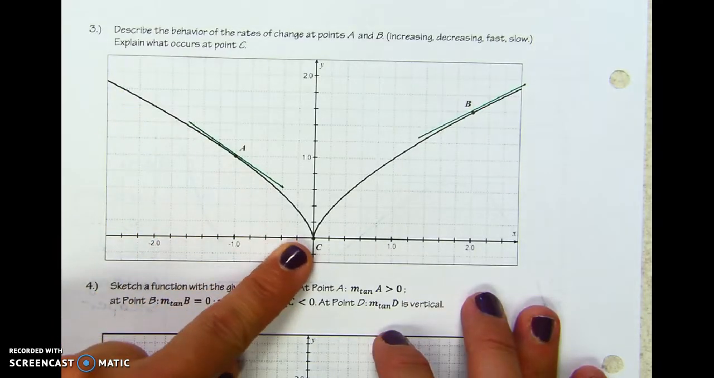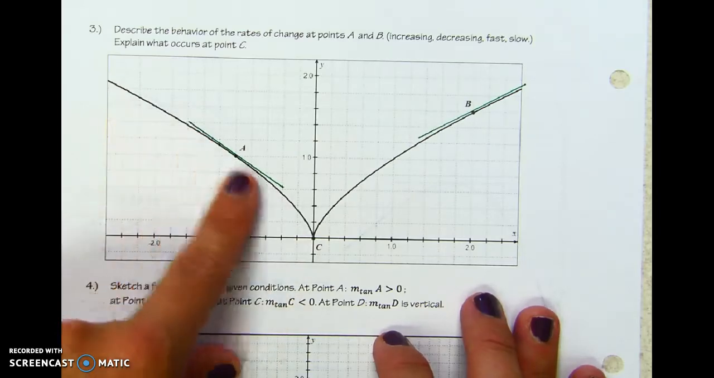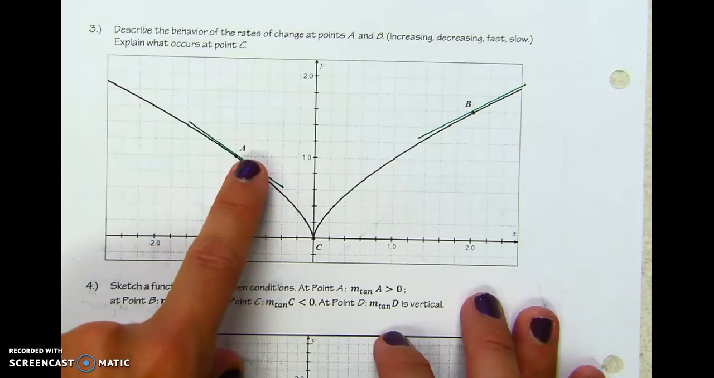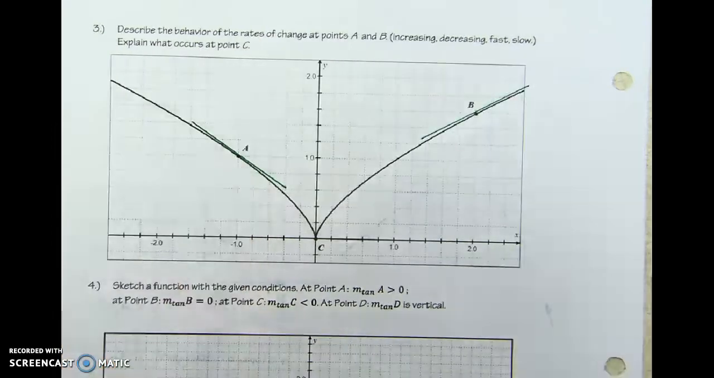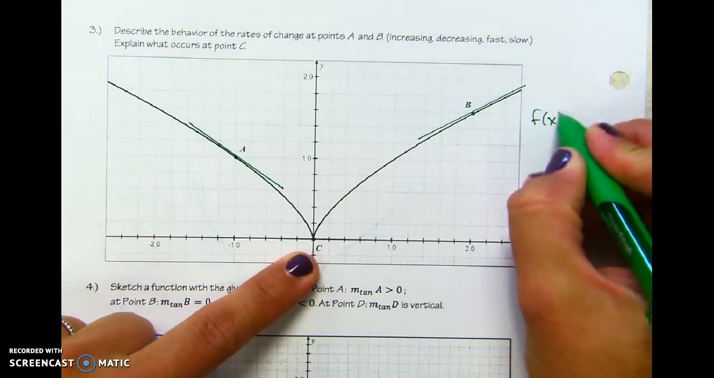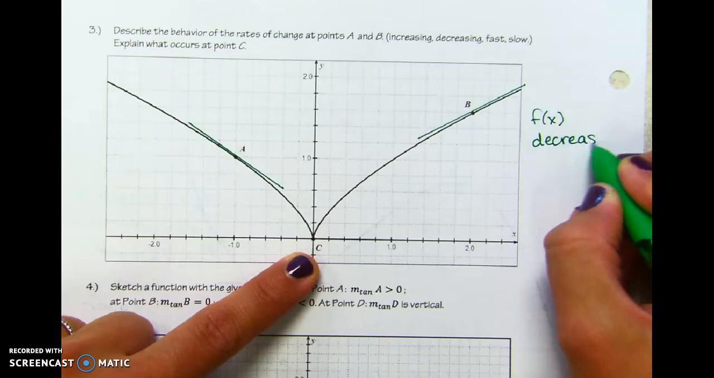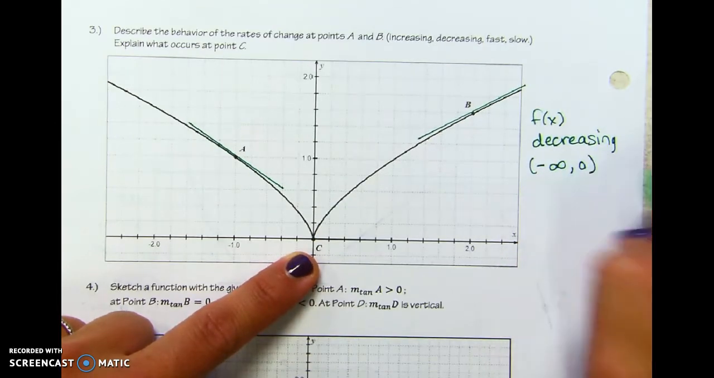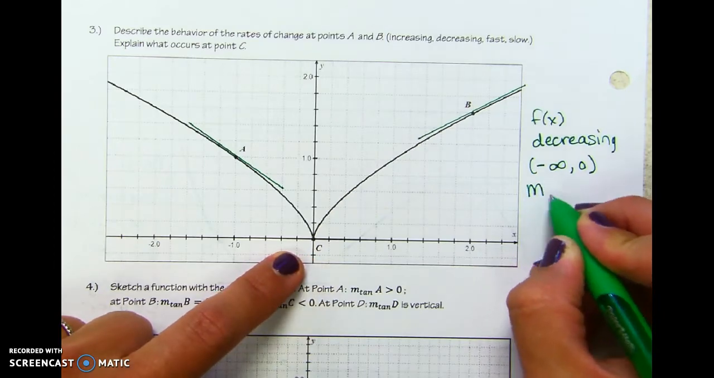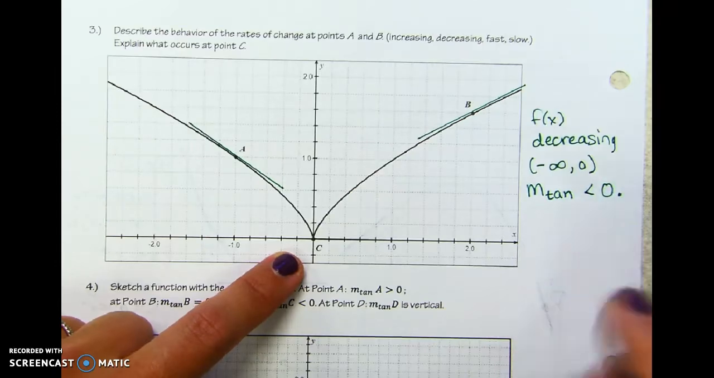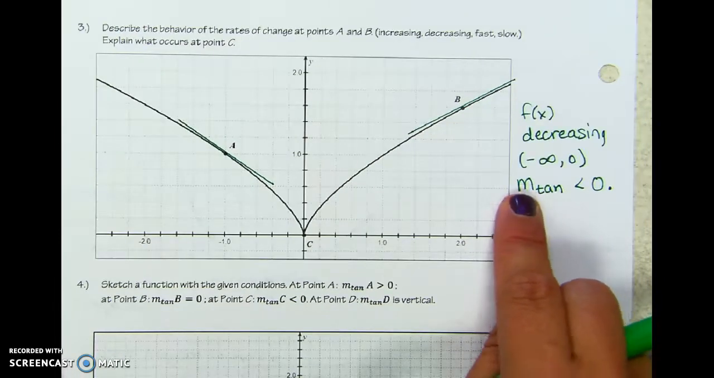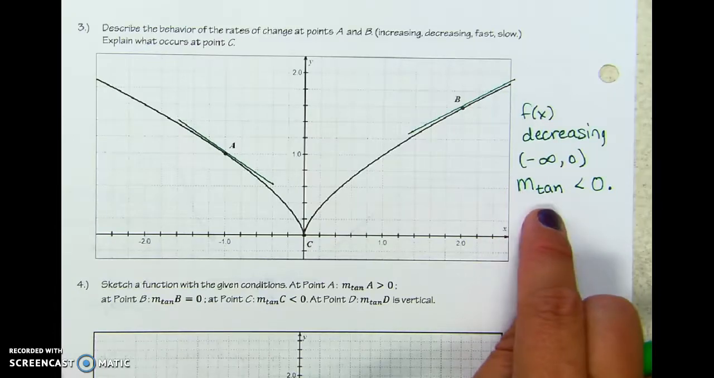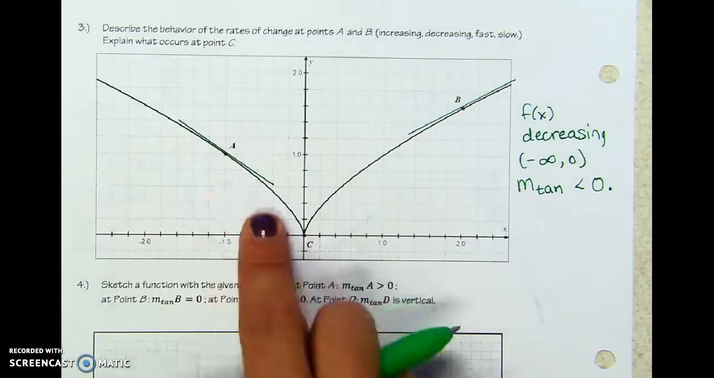From negative infinity to 0, this part of the curve, is it increasing or decreasing? Decreasing. So the slope of the tangent line, is this a positive slope or a negative slope? Negative slope. That's a big idea for the next 3 weeks of calculus, okay? If the function is decreasing, and it's decreasing from negative infinity to 0, then, okay, watch this. What does this mean? What does m sub tan mean? So m is slope, and then you see how I put tan there? So the slope of the tangent line is less than 0, which means a negative slope. Okay?